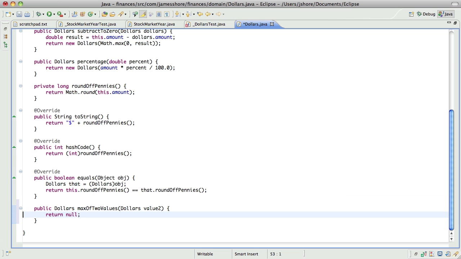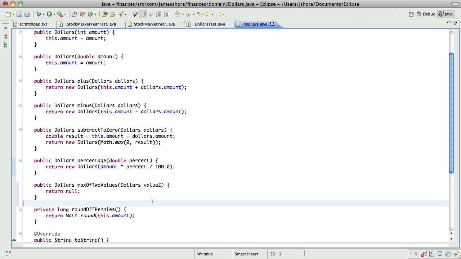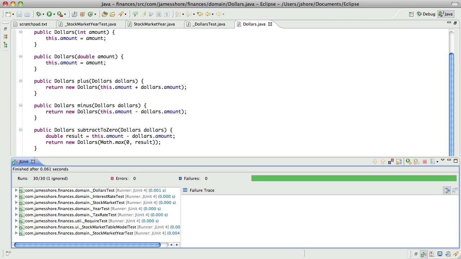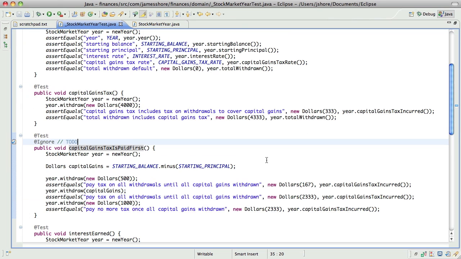Fail. I'm pretty sure I can use math.max. Yeah, it looks like it. I didn't read that thoroughly, and that bit me when I was doing the fixed point, but I think it will work. There we go. Okay, so back at the ranch.